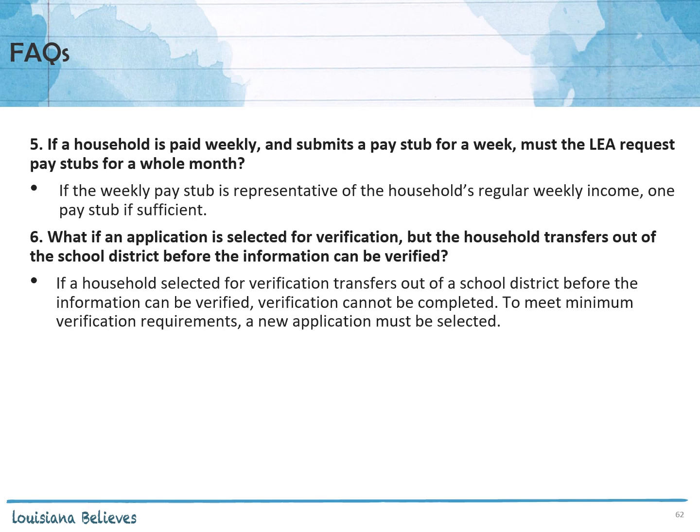Number 6. What if an application is selected for verification, but the household transfers out of the school district before the information can be verified? If a household selected for verification transfers out of a school district before the information can be verified, verification cannot be completed. To meet minimum verification requirements, a new application must be selected.